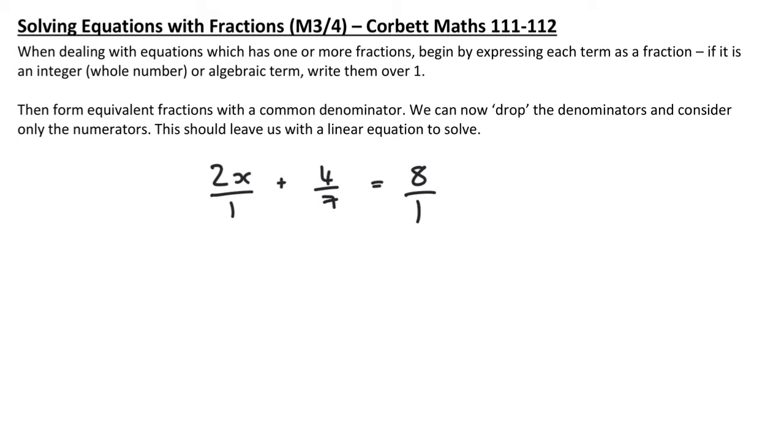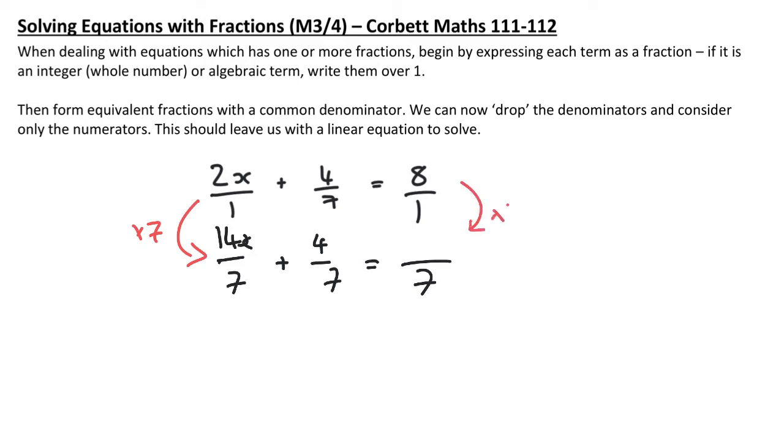The common denominator between 1, 7 and 1 would be 7. So we put everything over 7. Now the 4 doesn't need to be changed, so we can just leave it as 4. The 2x, to get to 7, we need to multiply top and bottom by 7, so that would leave 14x. And then the 8, to get it as a fraction out of 7, we need to multiply by 7, and we get 56.